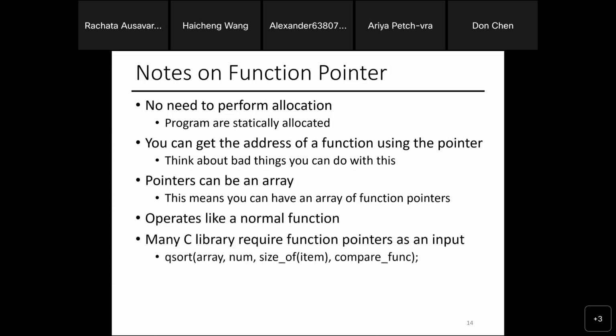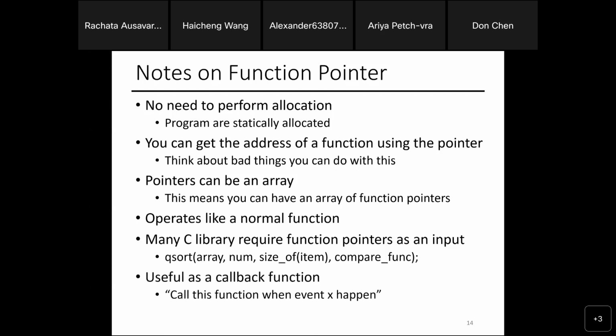Many C libraries, which you do some demo, we do qsort as a demo. Qsort allows you to throw in an array and it will sort the array for you. So you need to use a function pointer as one of the inputs, which will dictate how you are going to sort them. Are you going to sort from big to small, small to big, or whatever?